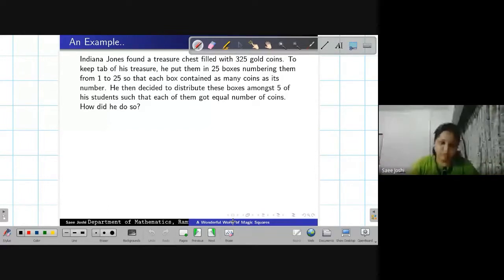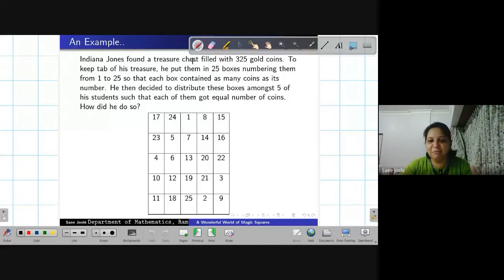Okay, so can someone answer this question? Try this particular problem. What can be the possible answer? Okay, so I'll tell you what the answer is.